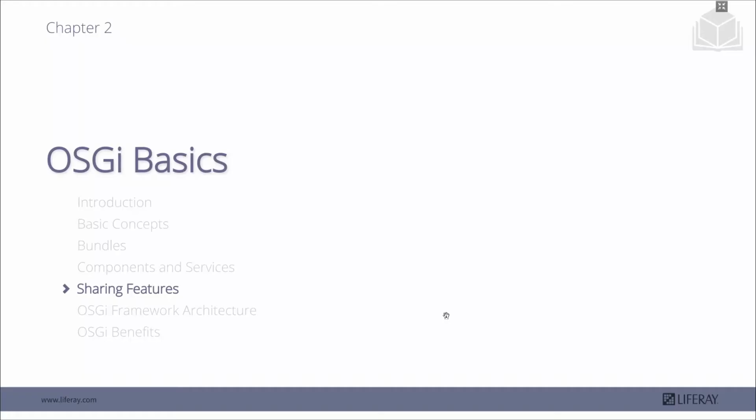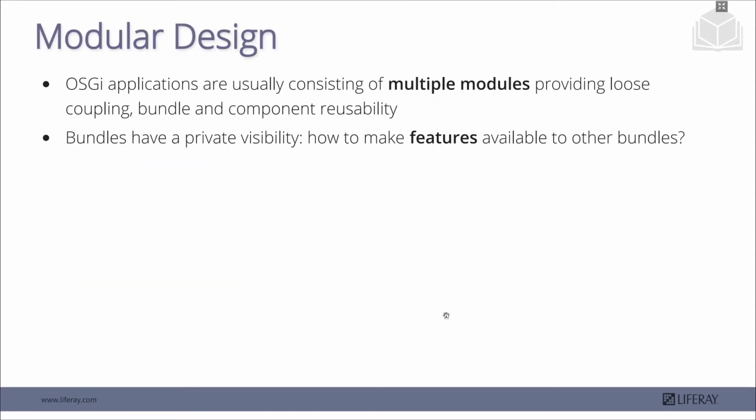So far, we've taken a look at bundles and how they work and how they're created. From there, we took a look at how we can create things inside of bundles when we create components and services. Now, we're going to take a more formal take on how features are shared amongst different bundles in the OSGi world. So let's go ahead and do a little bit of exploration.